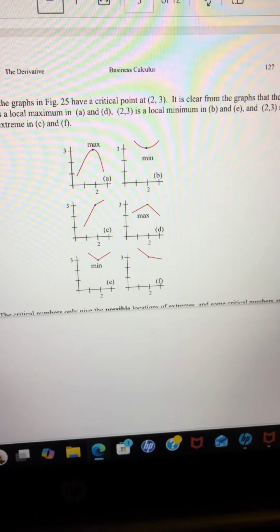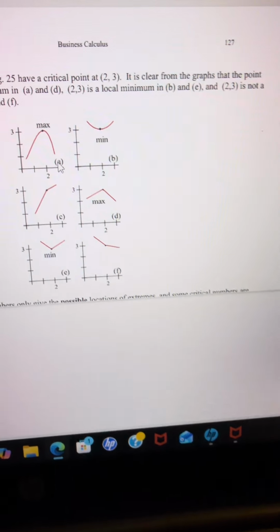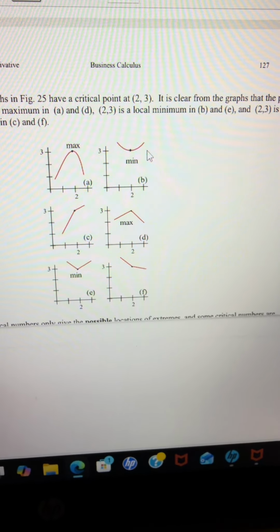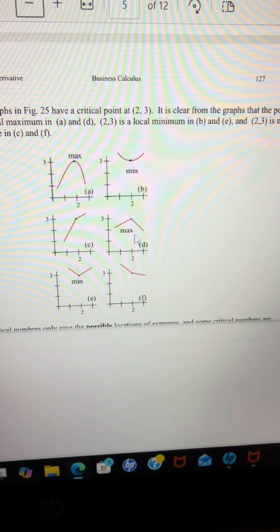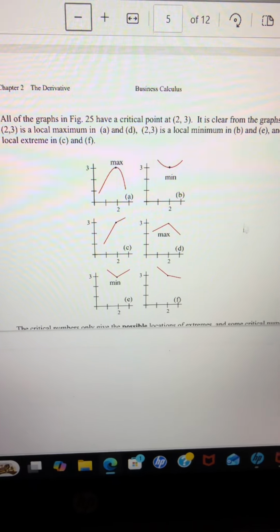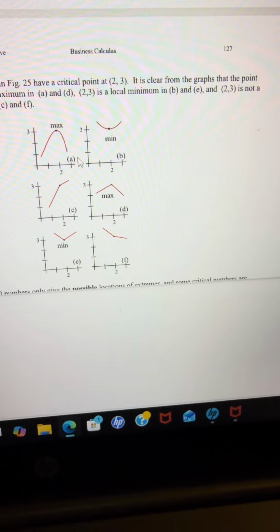Also, another key point that I want to point out is that a local max or min of f can only occur at a critical point. And so here we're shown some critical points. And here are some examples of what a maximum looks like, a minimum, and here's another maximum, another minimum. And so here it's pretty straightforward.